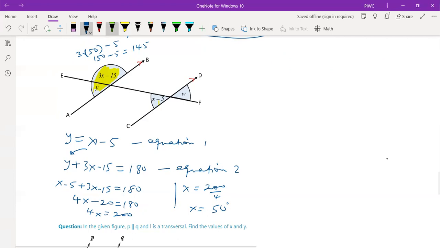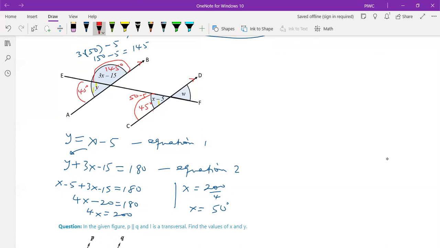You can just write 145 degrees here. Get rid of this and write 145 degrees as the angle here. Okay, so with this 145 degrees, what would be y? We know that y is equal to x minus 5. So if I plug in 50 minus 5, this is 45 degrees. So that'll be the angle here, 45 degrees. So y is going to be 45 degrees as well.